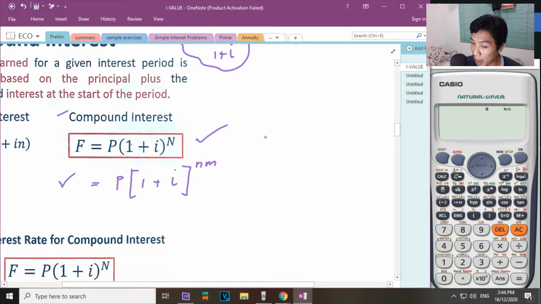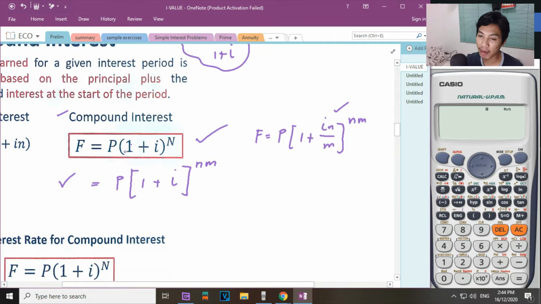Kapag nominal, okay, nominal muna tayo. The future worth of your money will be equal to P times 1 plus yung nominal, divide mo ng M, raised to N and M. Kapag binigay sa'yo is nominal.